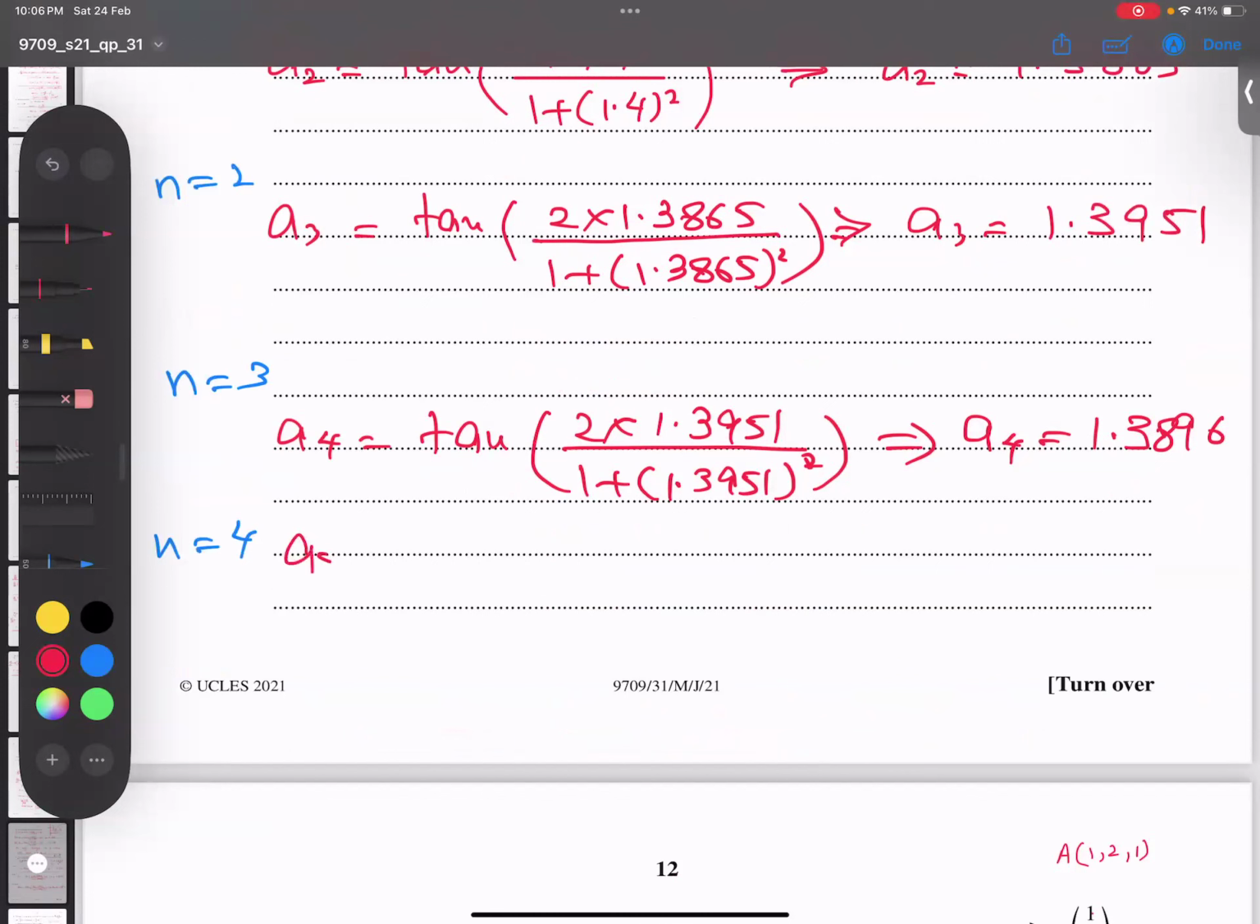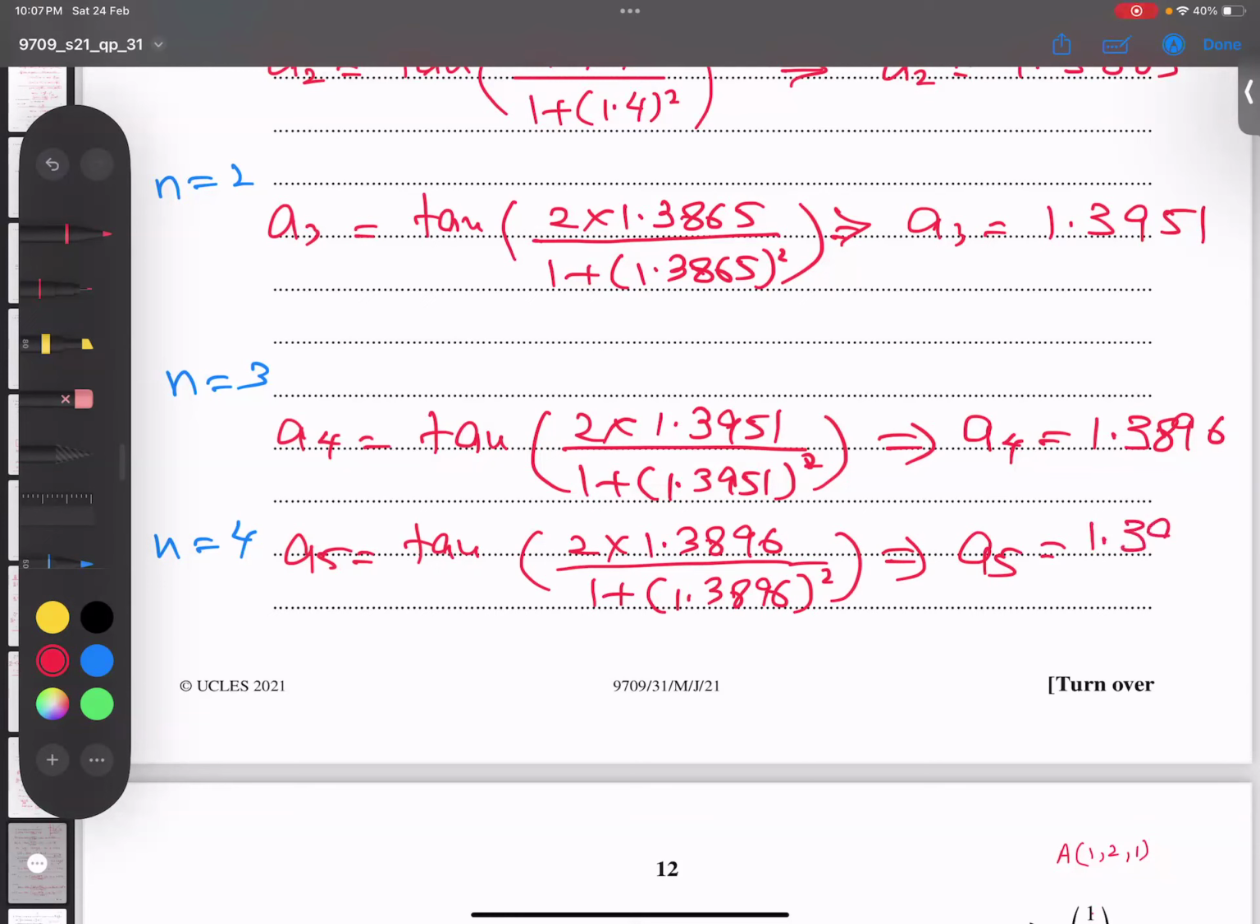So then we try again. I get A5: 2 times 1.3896 over 1 plus 1.3896 to the power 2. Let's find out A5. My answer is coming now 1.3931. Now, students, if you look, if you round it, you get 1.39, and the previous one also rounds to 1.39. So I can say directly 1.39 is my final answer. I believe this point is very, very clear, and the question is completely over.